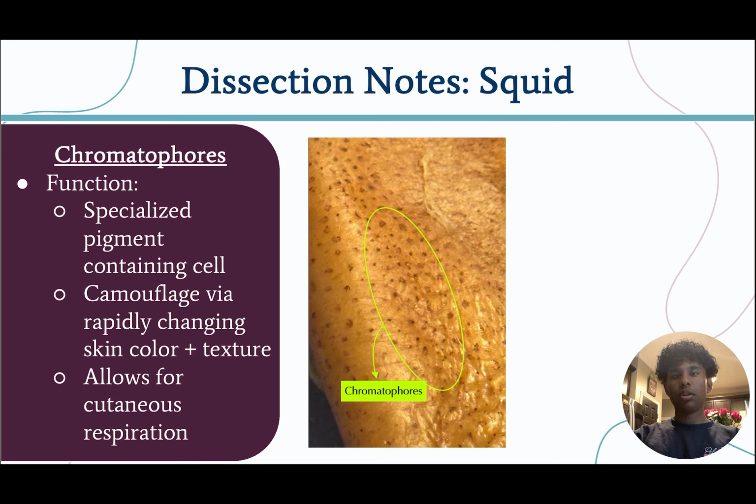The first thing that's shown here on the right is the chromatophores, and the chromatophore is the specialized pigment-containing cell that allows for camouflage via rapidly changing skin colors and textures. And it also allows for cutaneous respiration, which is the absorbance of oxygen via water.